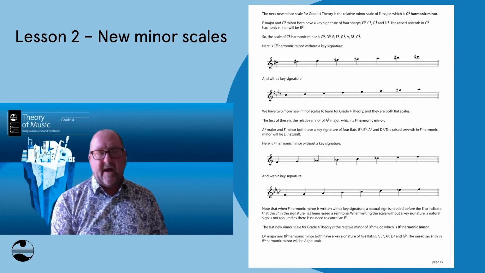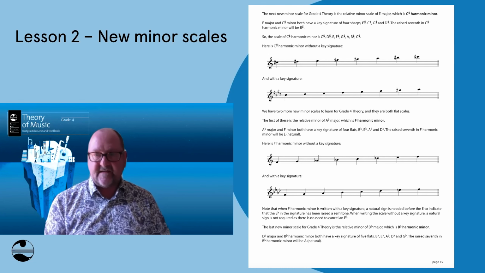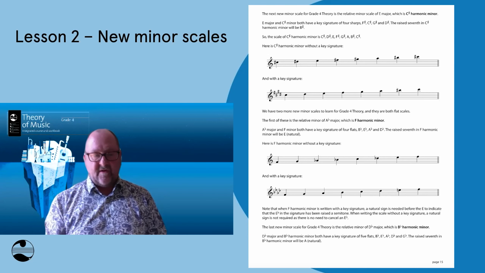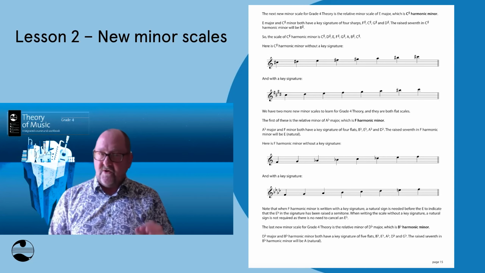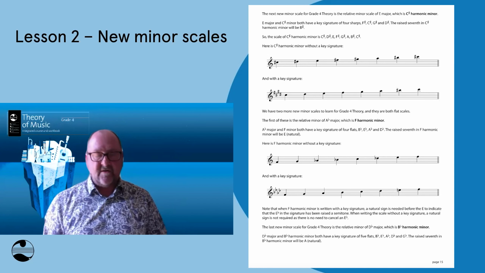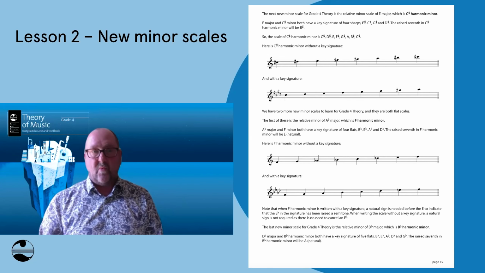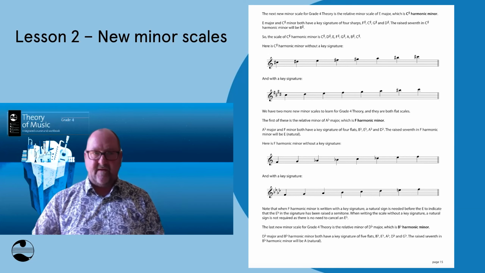I also talk about writing the scales with a key signature versus without a key signature. For example, if you're writing the scale of B flat minor without a key signature, you do not need to put a natural sign in front of the A. That's only required if you're writing the scale with a key signature. It amazes me, even at grade 4 level, students still do it. They still put in a natural sign, but it's not necessary. So I just reinforce that a little bit in the chapter.